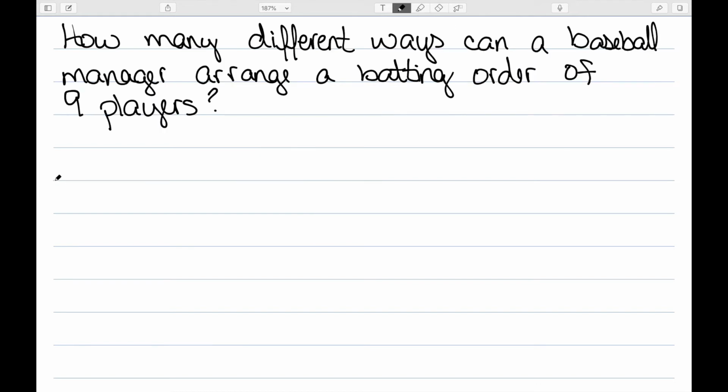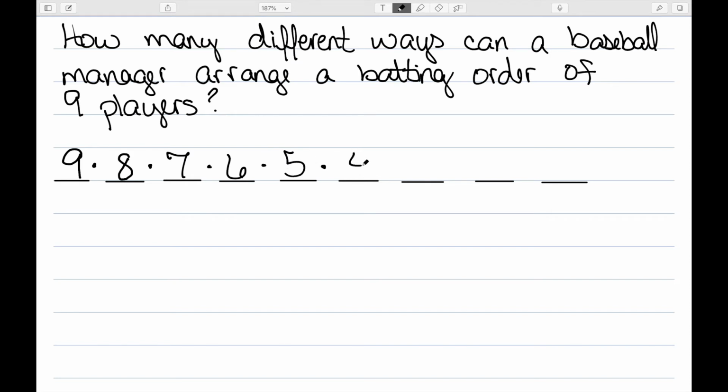My next example: how many different ways can a baseball manager arrange a batting order of 9 players? So here I have 3, 4, 5, 6, 7, 8, and then 9. And we want to arrange the batting order. There are 9 possible players that could bat first, so we have a 9 there. For the second one, we need an 8, since we cannot let the same person bat twice. We're down to 8 people. The third one would be 7, and then we keep going like this: 6, 5, 4, 3, 2, and 1. So the answer would be 9 factorial.